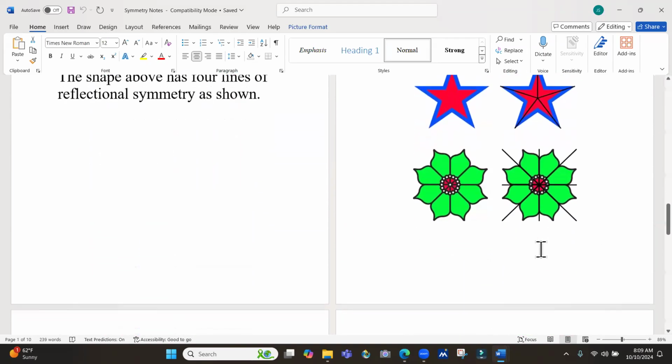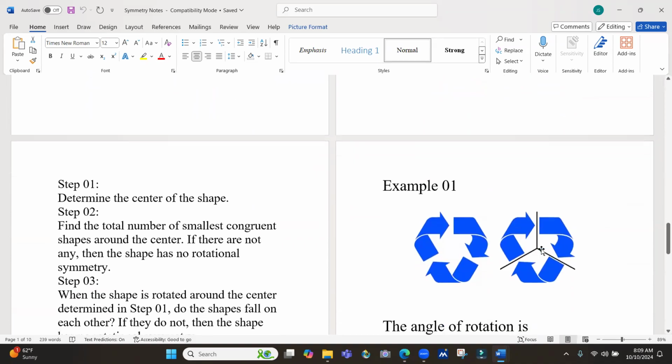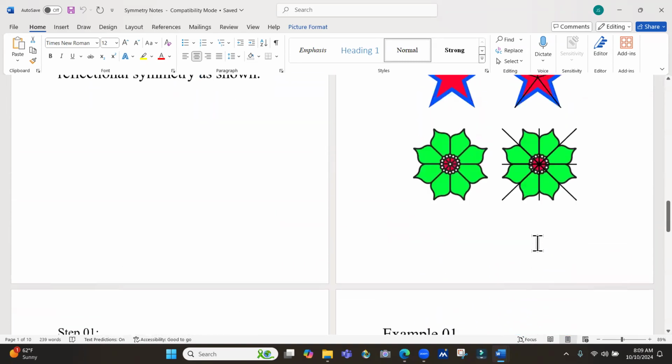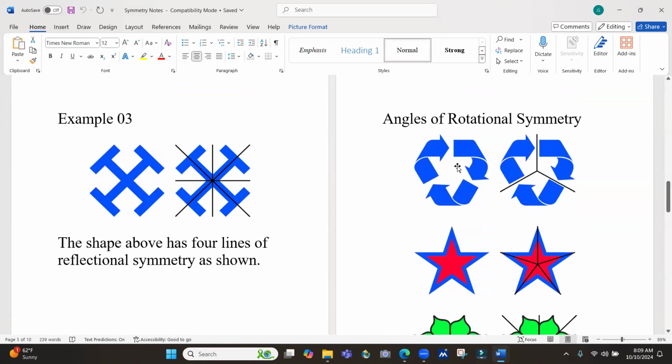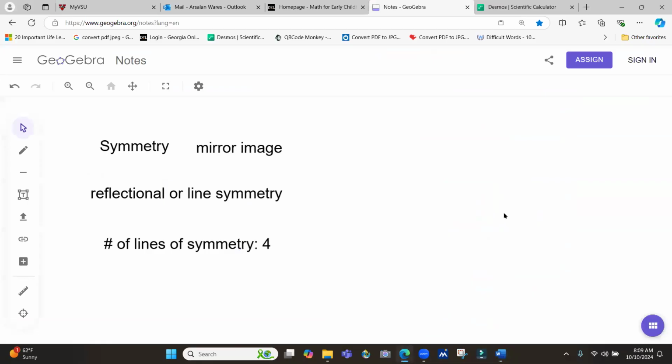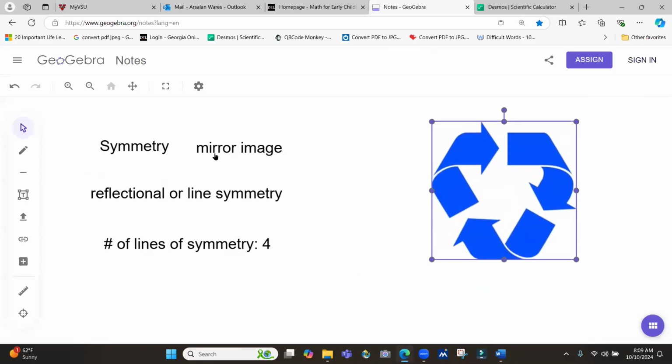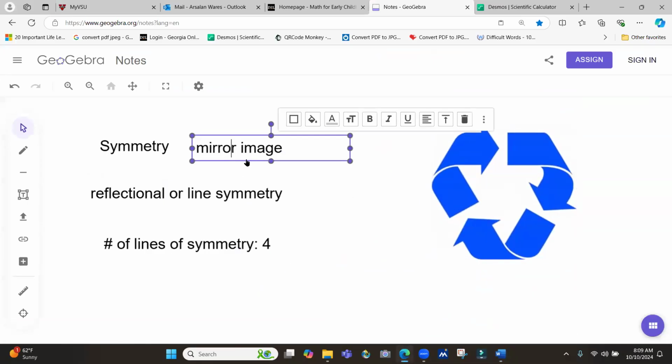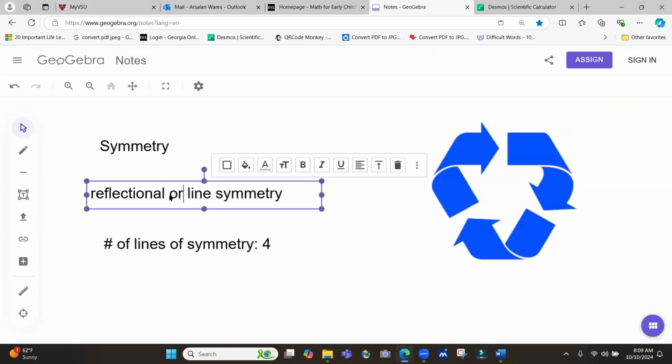All right, guys. So there's another type of symmetry. This type of symmetry right here, the recycling bin symbol. Well, what is that? Let's try to understand that first. This is not about mirror image. This is called something else. It's called rotational symmetry. This symmetry that we're going to be talking about has a different name. It's called rotational symmetry or point symmetry.